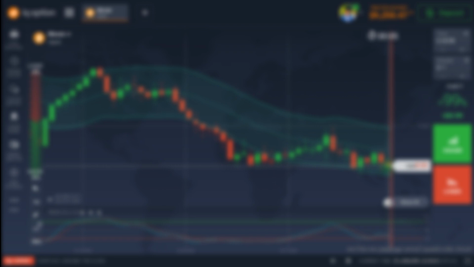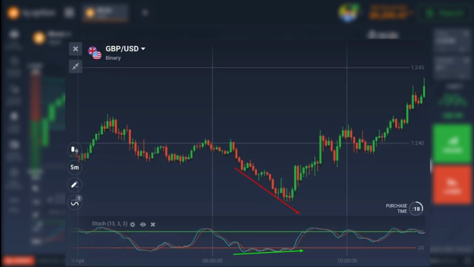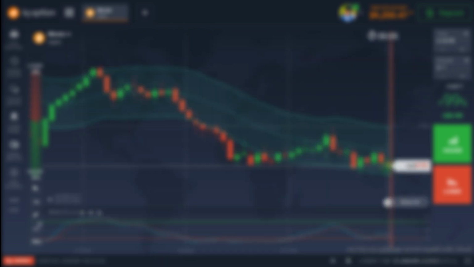The other indicator you can use is called the stochastic oscillator. Another type of oscillator you might use is of course the stochastic oscillator. A decline may be seen on the chart below. However, while the price is falling, the stochastic is on the rise, so this tendency will shortly reverse.